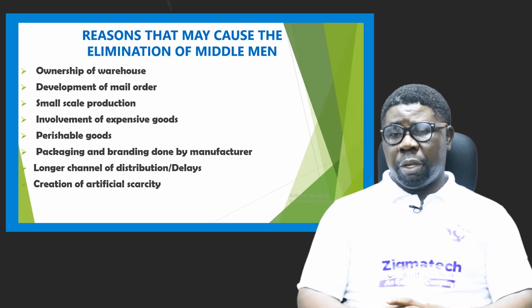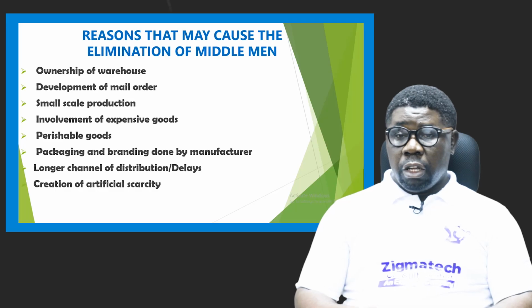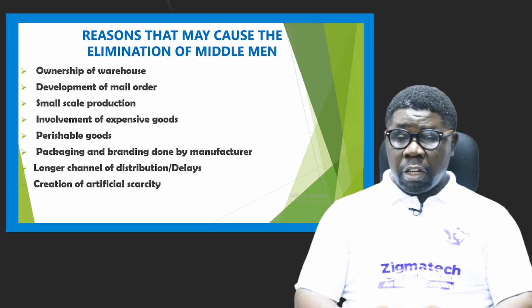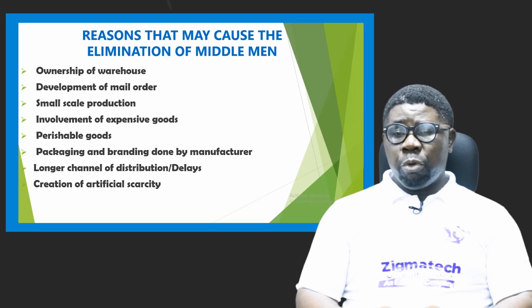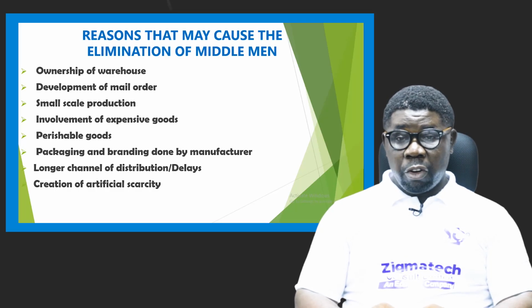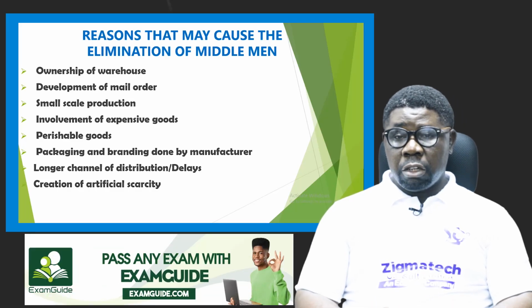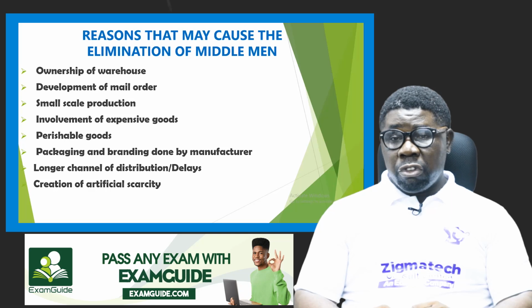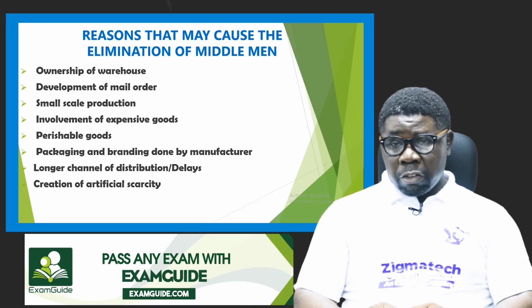Then involvement of expensive goods. When you talk about channel of distribution, when goods are expensive, it means that involving middlemen will actually increase the price further, because every middleman makes a cut out of the price as profit. So they will need to add something extra to be rewarded for the activities that they provide. So yes, expensive goods involve the manufacturer wanting to sell directly to the consumer. So in this case, the middlemen are not very important as well.